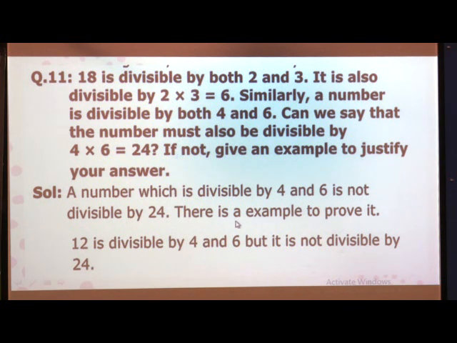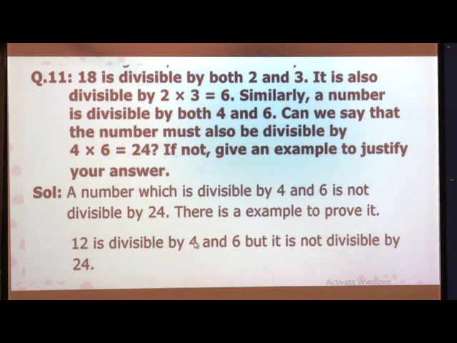Okay? How can we tell that? See here, 12 is divisible by 4 because 4 3s are 12, and 12 is also divisible by 6, because 6 2s are 12.